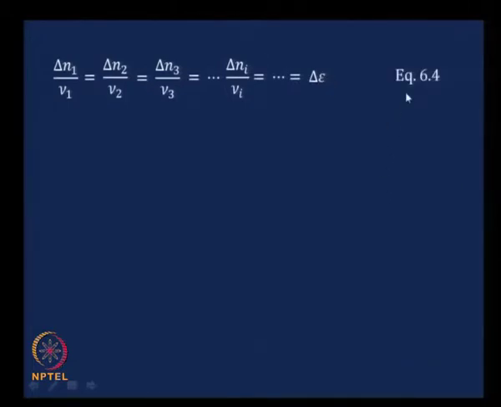This particular aspect can be represented as the change in number of moles of 1, delta n1, divided by the stoichiometric coefficient nu 1, equals the change in the number of moles of 2 divided by the stoichiometric coefficient 2, equals the change in the number of moles n3 divided by the stoichiometric coefficient 3, and so on, equals delta ni divided by nu i, and let us say that equals something called delta epsilon. We will call this equation 6.4.